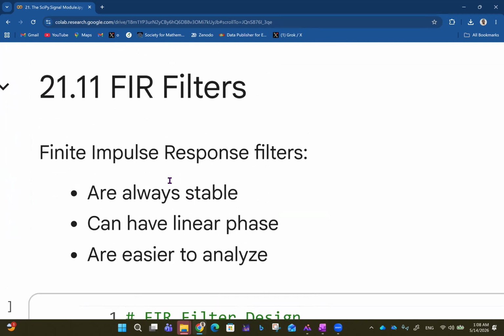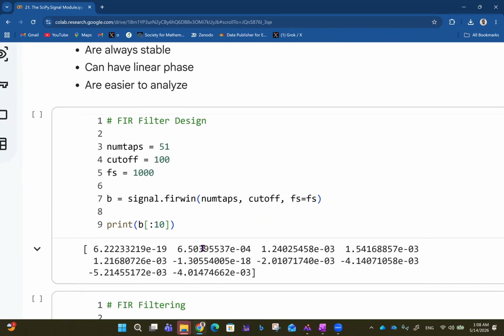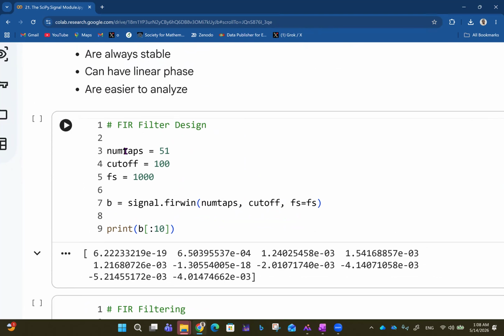Okay. So we have FIR filters, finite impulse response filters. They are always stable, can have linear phase, and are easier to analyze. So here is an FIR filter design. If you have num taps be 51 and the cutoff is 100, the sampling frequency fs is 1000, and b is signal.firwin of num taps, cutoff, fs, and then you print, you get something like what you have here. This is almost zero, this is 6.2 times 10 to the minus 19, as good as zero. This is not so close to zero like that. Okay. So you have the FIR filter design.